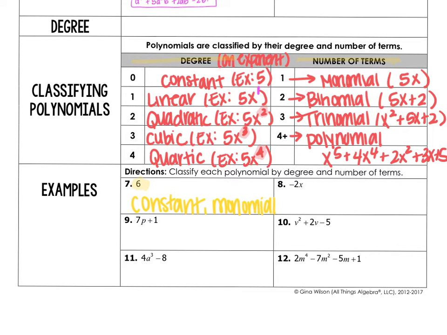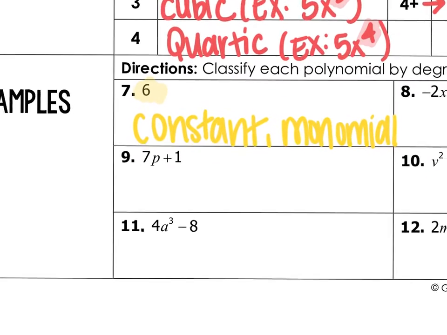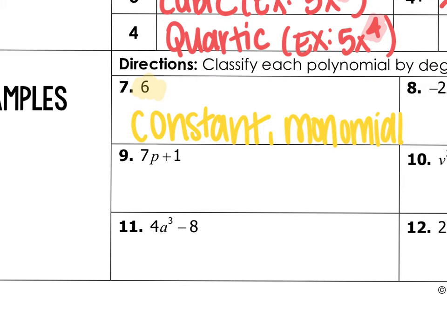So go ahead and try number 8. I'll give you a hint. Use my examples up there to help you. Number 8 says negative 2x.